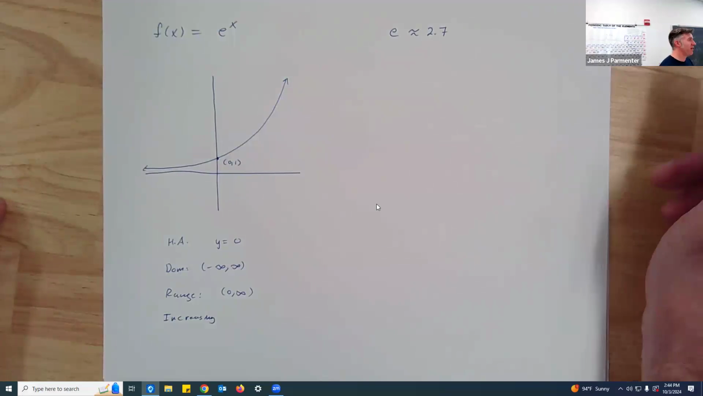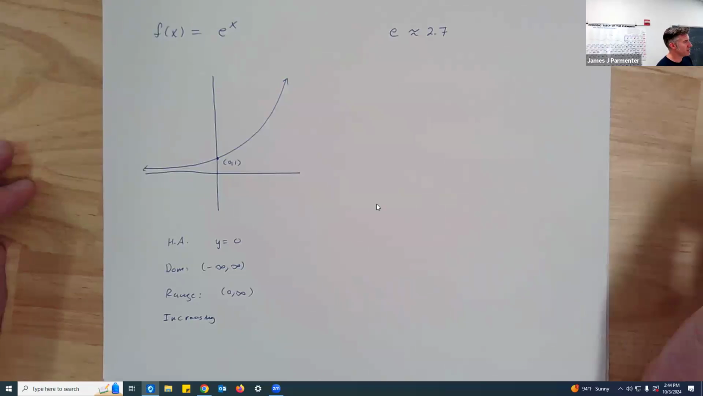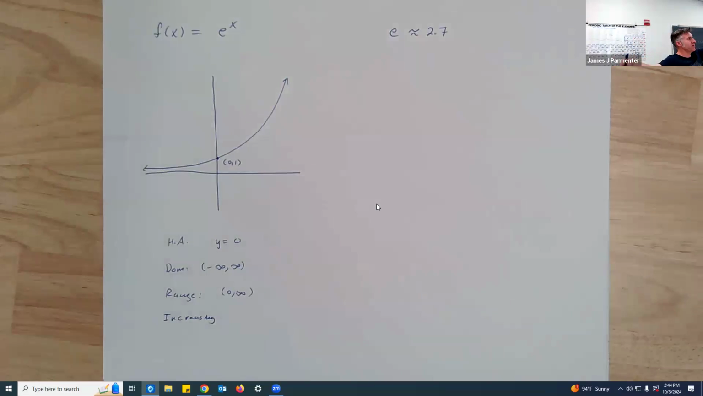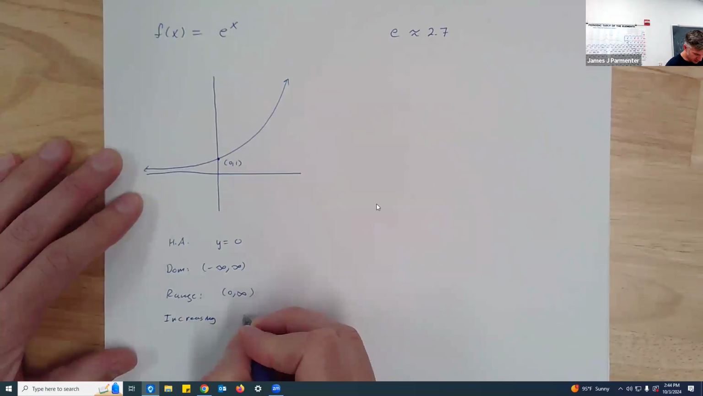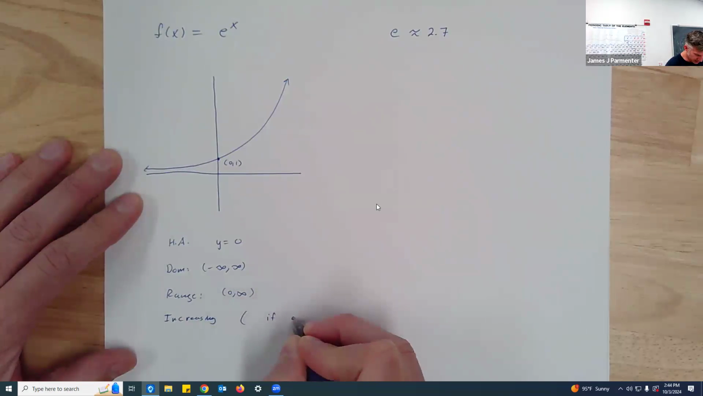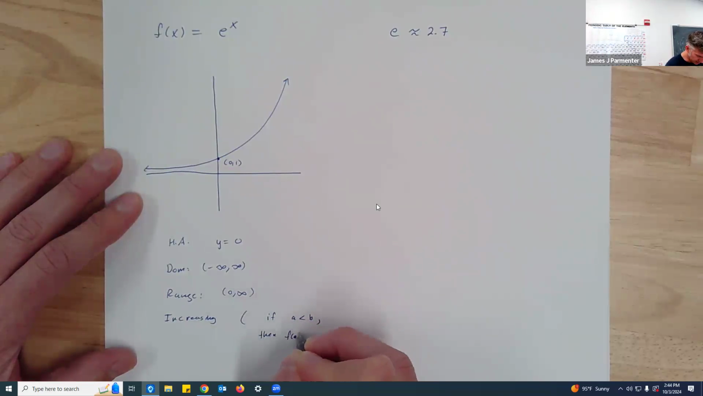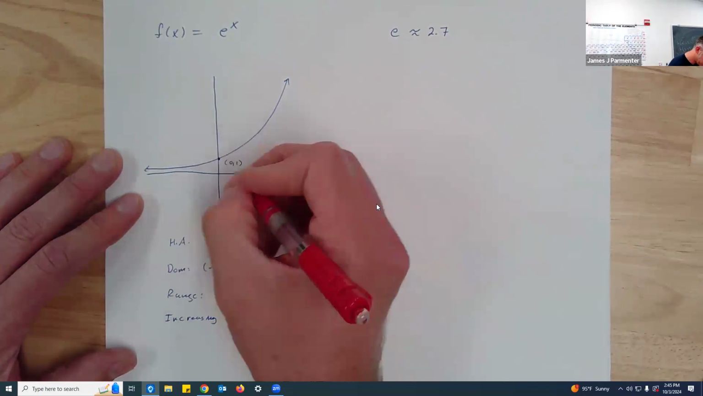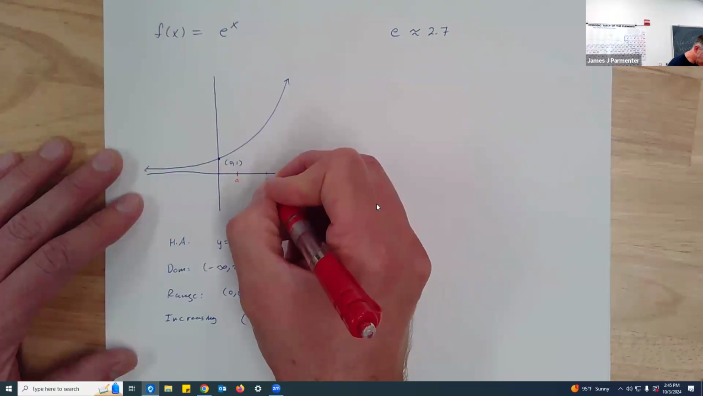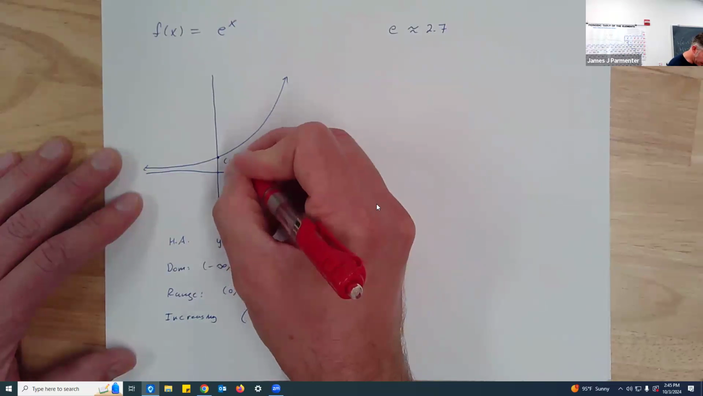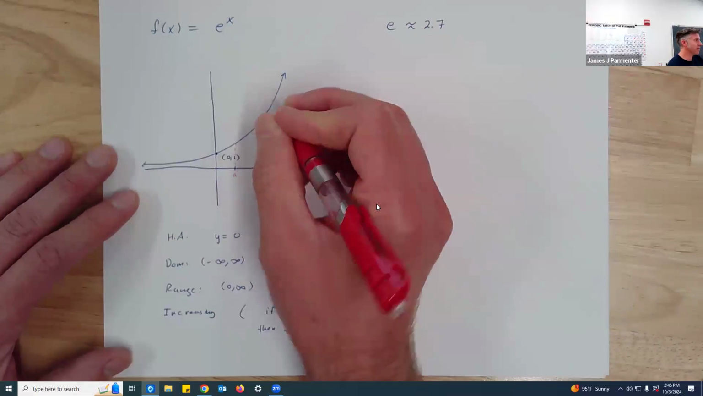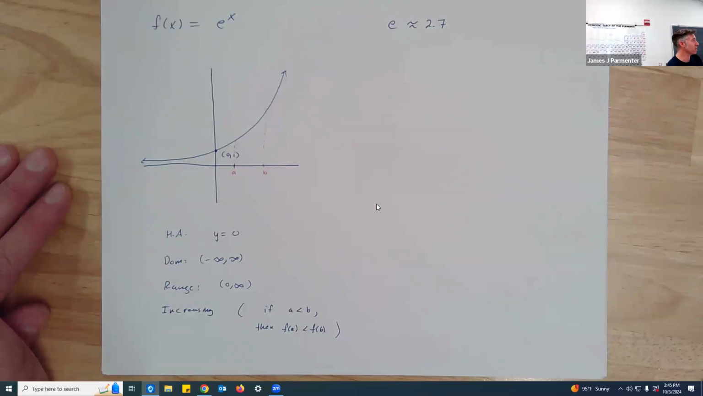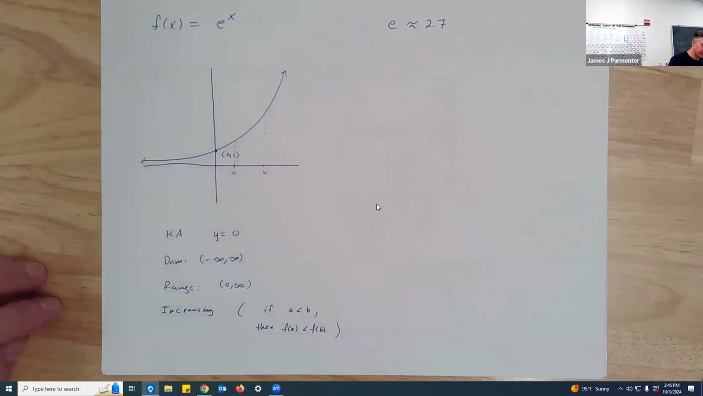There is a more formal definition of increasing, which says that if an x value is smaller than another x value, then the corresponding y value should be smaller than the other corresponding y value. So for increasing, we say that if a is less than b, then f of a is less than f of b. You could imagine a being here and b being here, and a is less than b, and then f of a is less than f of b. That's the more formal way of talking about a function being increasing. I'll talk about decreasing in a minute.